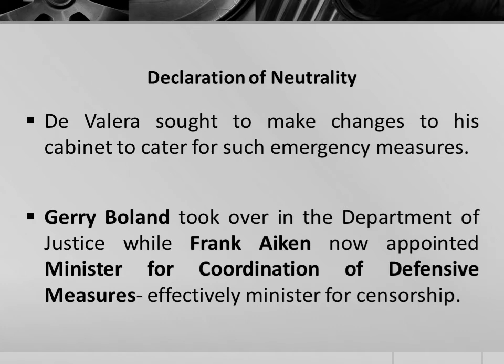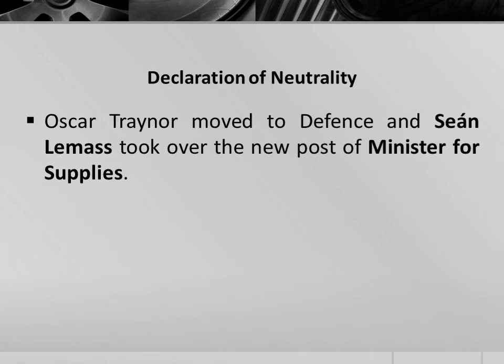Jerry Boland took over in the position of Minister for Justice. Frank Aiken was appointed Minister for Coordination of Defence Measures, and he was essentially in charge of censorship, something that we look at in a later video. Oscar Traynor moved to Defence, and as I mentioned a moment ago, Sean Lemass took over as Minister for Supply. So these are the key figures in this essay.